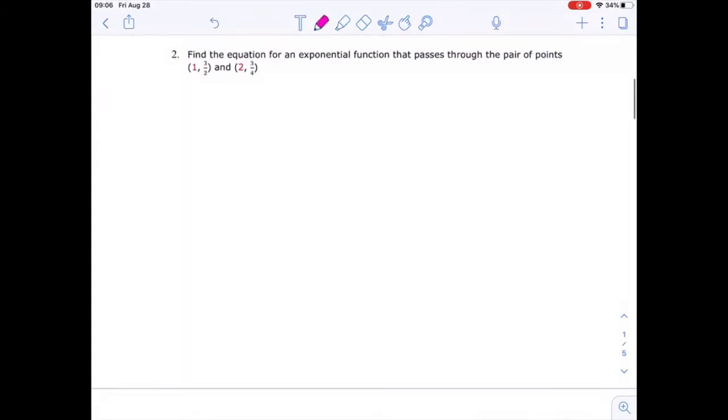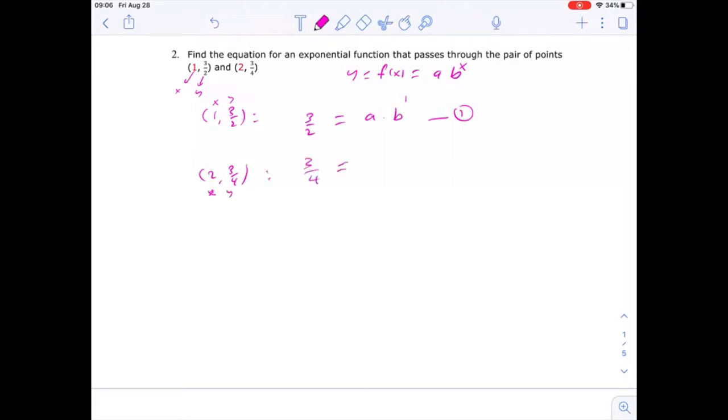Now let's do another example. This is x, this is y. So we use this point, and the equation has the form a b to the power x. So 3 halves equals a times b to the power x, where x is 1. This is the first equation. And we use the second point. This is x, this is y. 3/4 equals a times b to the power x, where x in this case is 2. So we have two equations.